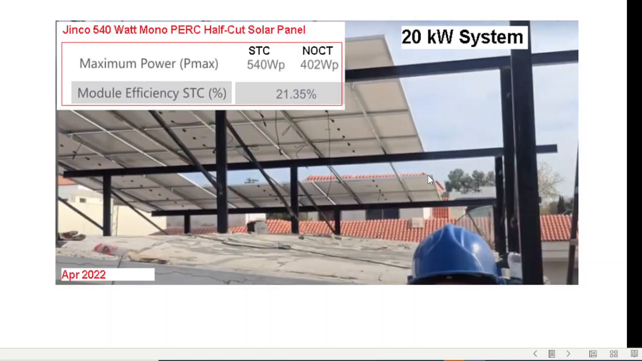Now let's see two examples. This house has 20 kilowatt system, and they have used Jinko 540 watt mono PERC half cut solar cells. So this is one of the solar cells which are being used now, and its efficiency is about 21.35. And the 540 watt solar actually will be giving about 402 watts in the normal operating conditions, and in the extreme even this will go down further.